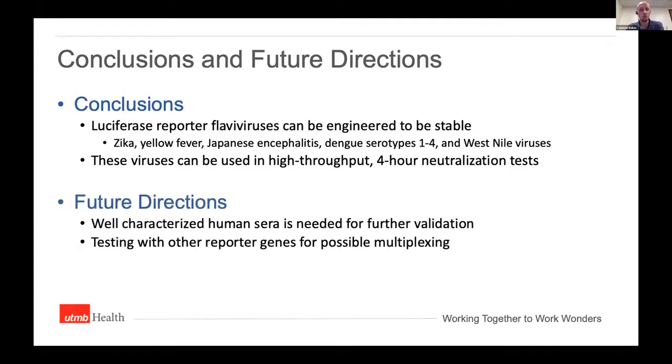Future directions: we're working with the CDC right now to obtain well-characterized human patient sera that we can validate these viruses in our assay against, so that these can move into clinical use. We're also working on testing these stabilization methods with other fluorescent reporter genes, and then looking at the possibility of having a couple of different colors so that we can multiplex and possibly have a couple of different serotypes of dengue that we can simultaneously get neutralizing antibody titers from.